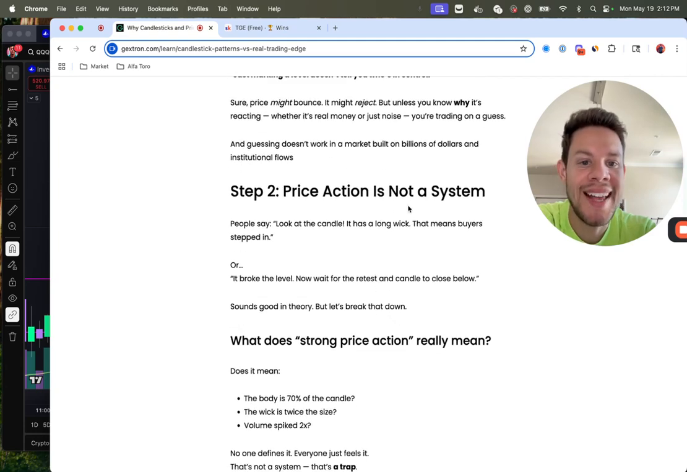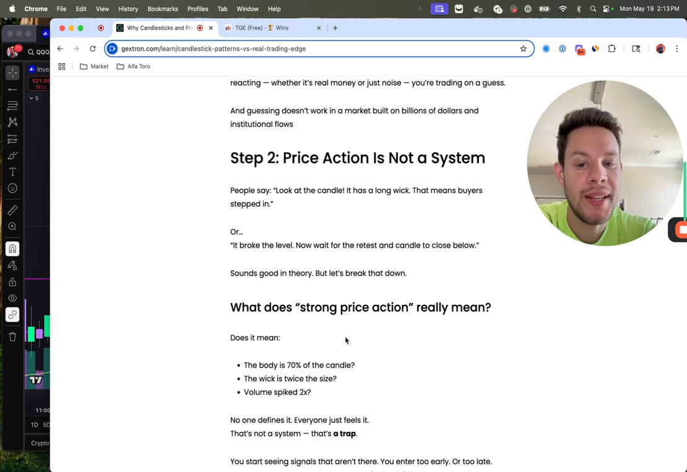So price action is not a system, okay? People say, look at the candle. It has a long wick. That means buyers stepped in. Or it broke the level, now wait for a retest and a candle to close below. It sounds good in theory, but let's break that down.